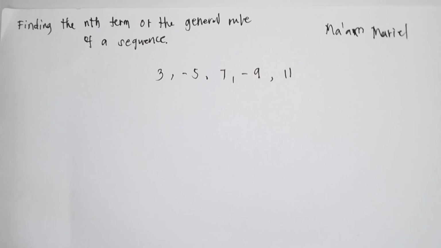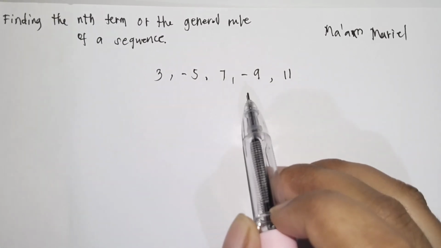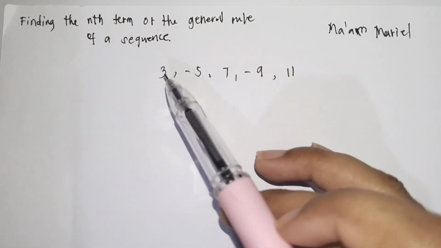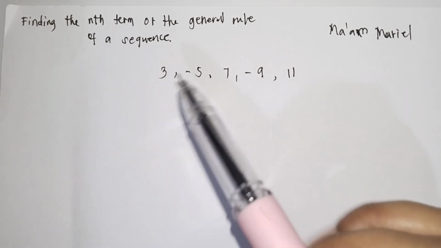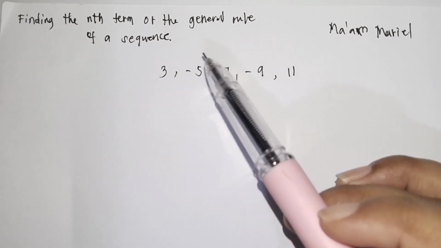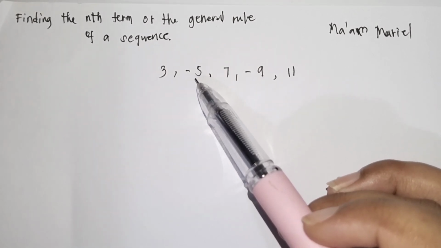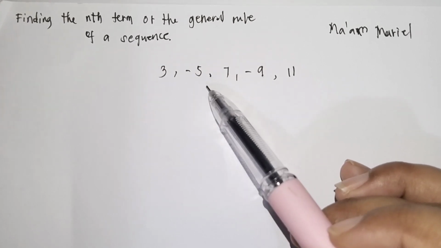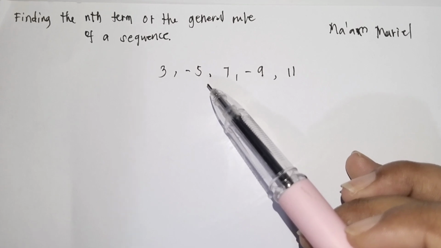Hindi, ito na nga. So, dito, meron siyang binigay na 3, -5, 7, -9, and 11. So, hindi ito yung usual na arithmetic sequence na kapag ginanapan mo ng rule is super dali lang because pare-parehas yung common difference nila. Ito kasi hindi magkakaparehas yung common difference since when you subtract the second term from the first term, it will give you -8, and when you subtract 7 minus -5, it will give you +12. So, definitely, hindi parehas yung common difference niya.